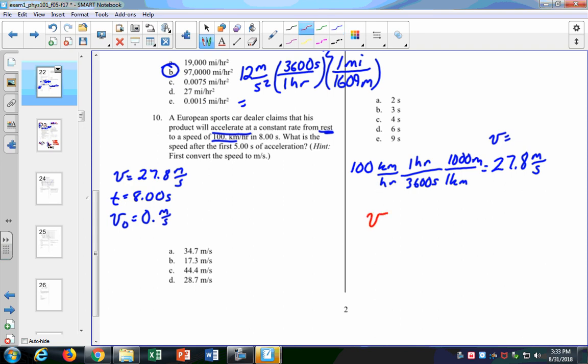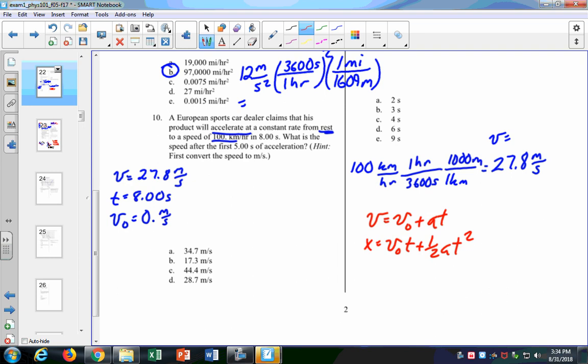Let's write our equations over here. V is equal to... What's that? Yeah, it's just supposed to be 0. Is what 0? V naught 0. Yeah, V naught is 0 because it's at rest. V is equal to V naught plus AT. X is equal to V naught T plus 1/2 AT squared. You with me?